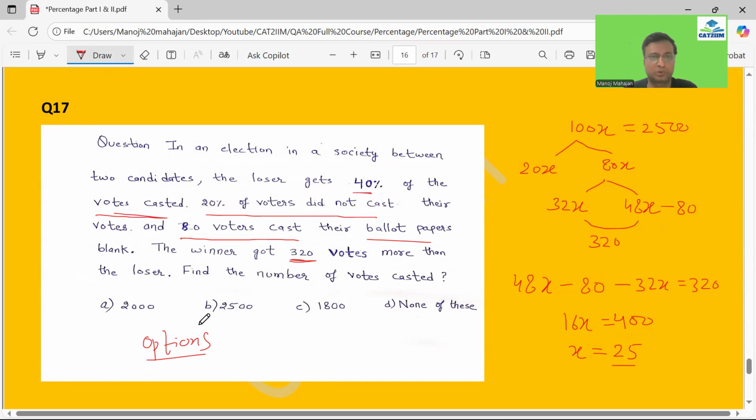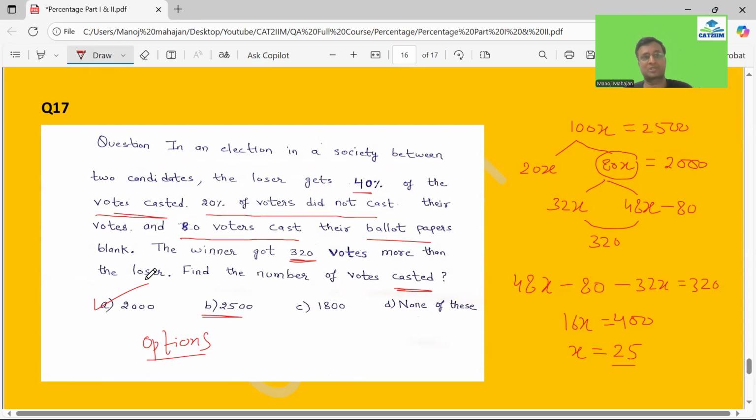A lot of people would mark 2500, which would actually be a silly mistake, because they're asking for the number of votes casted, right? Not the total voters. Casted, if I look over here, is 80x, which if I substitute 25 for the value of x, would be 2000. So the answer is option A out here.